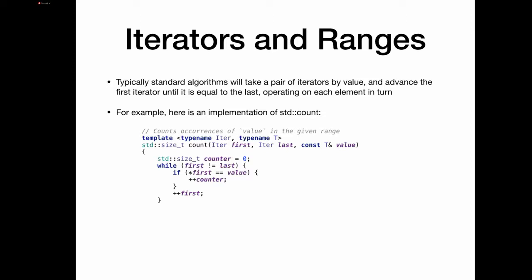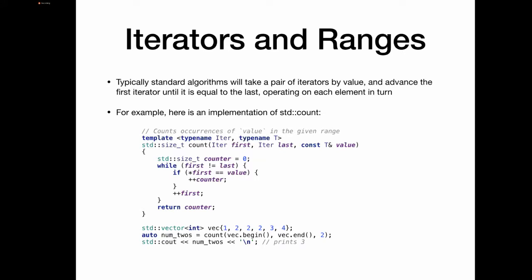So what's important to note here is that we're going to keep incrementing this first iterator. And then as soon as it's equal to the last one, we exit the loop. So we never execute the loop body. We never dereference the end pointer. So this, while first is not equal to last, do something and then increment the iterator, is really, really common. That's how an awful lot of these standard library algorithms are implemented. And then just to complete it, we return the counter.